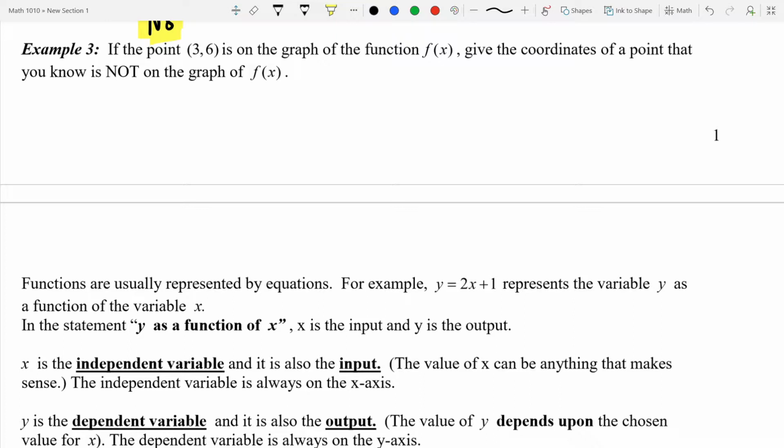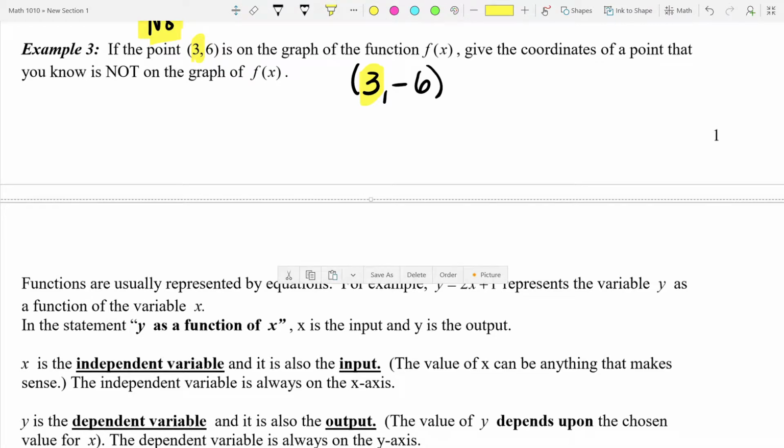Michelle, what did you guys talk about? We just said it could be any point that has the same x value, but a different y value. Okay, give me an example. 3, -6. Say it again. -6. Why? You're right. Explain that. Because it has the same x values. Yeah, because they can't have the same x's.